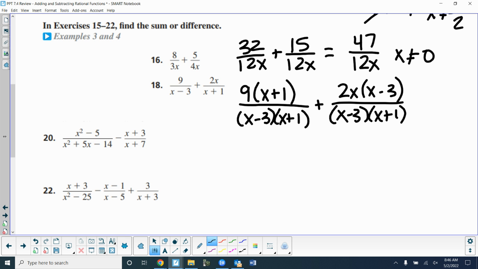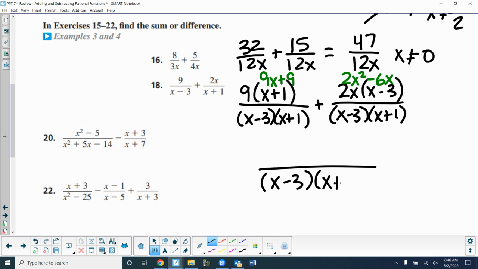Now, before I can add them, I have to multiply, I have to distribute. So I got a 9x plus 9 when I distribute the 9, and I get a 2x squared minus 6x when I distribute the 2x. Now I can combine like terms. Remember, when I do the actual addition, my denominators don't change. I only add or subtract the numerators.